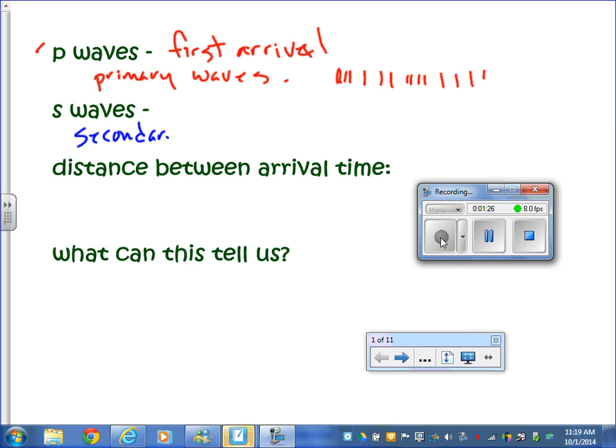And what does their movement look like? Good. So side to side, secondary waves, second to arrive. So then the distance between the arrival times, we did the example of two people running a race, and you also came up with the excellent example of thunder and lightning. If you know the distance between the two, I see the lightning, how long till the thunder, that can tell you how far away the storm is. If you have the P wave and know how long until the S wave comes, then you can tell how far away the earthquake is.